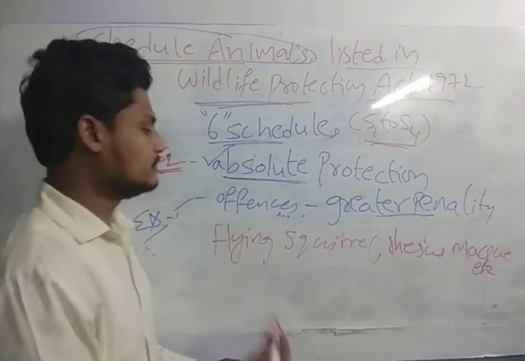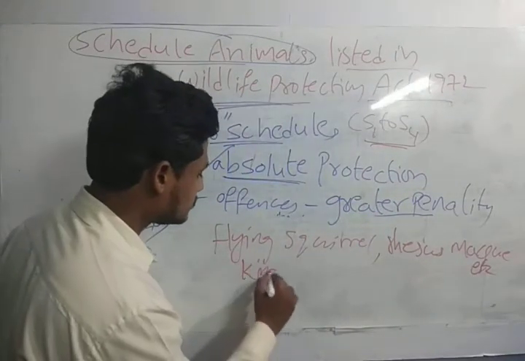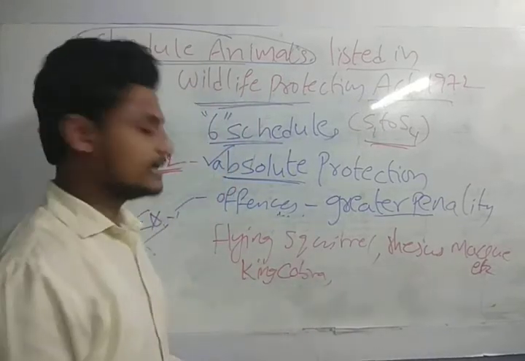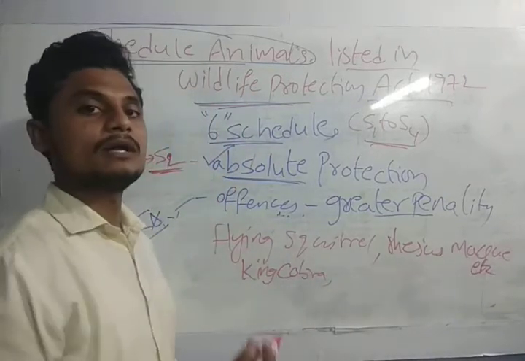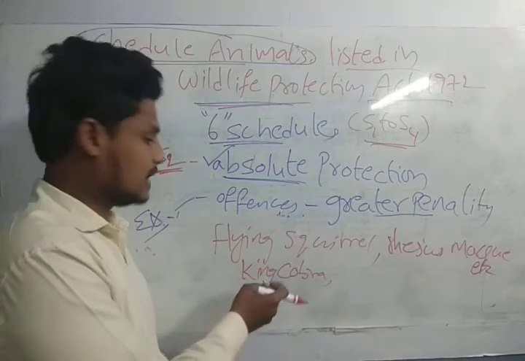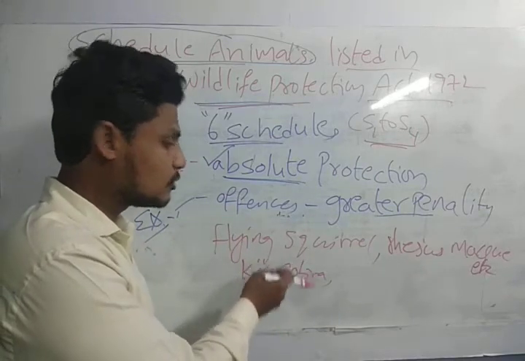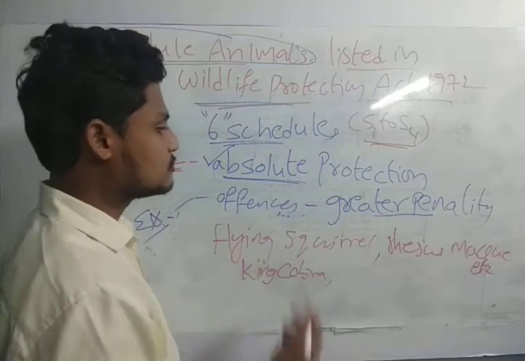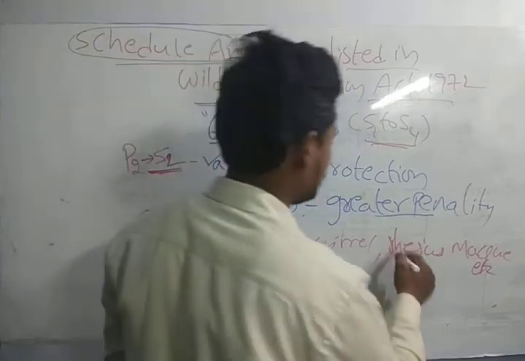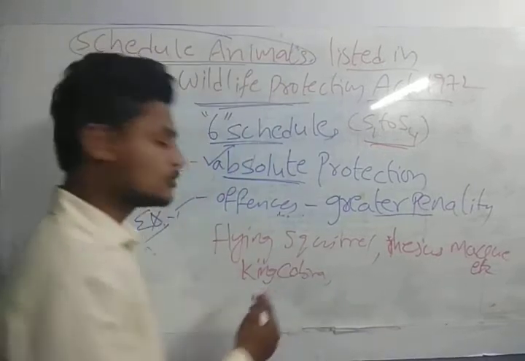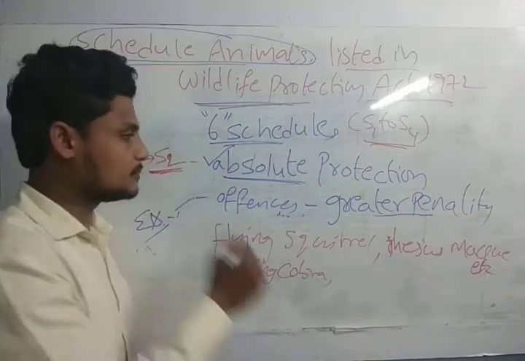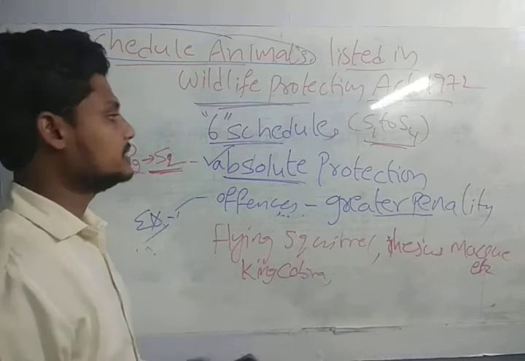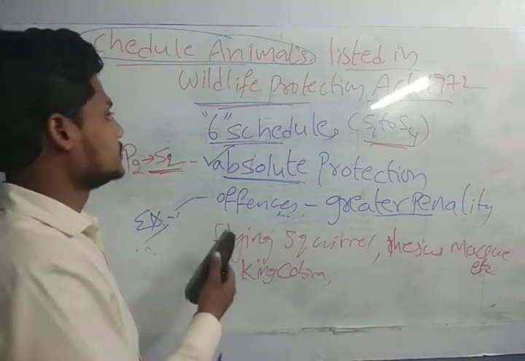And we have the king cobra present in this only. Okay guys, the king cobra is used in the medicine for cancer, guys. So the flying squirrel, the rhesus macaque, the king cobra, these are the examples of Part 2 of Schedule 2. Now I will move to Part 3 of the Schedule, guys.